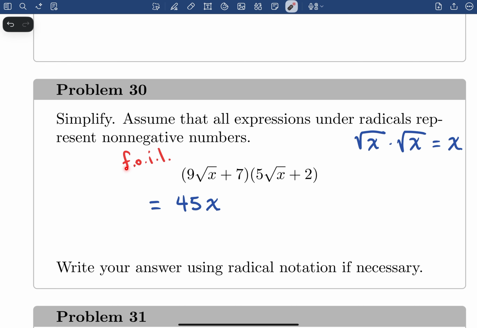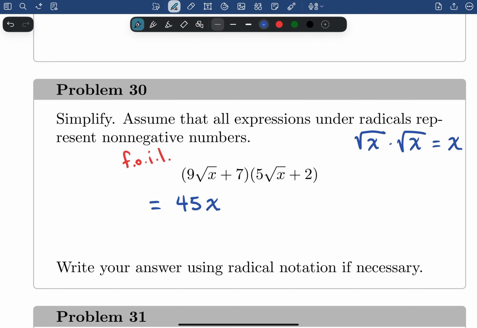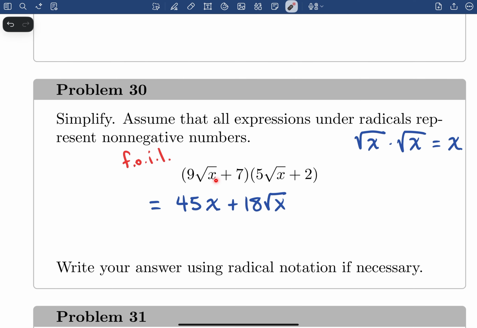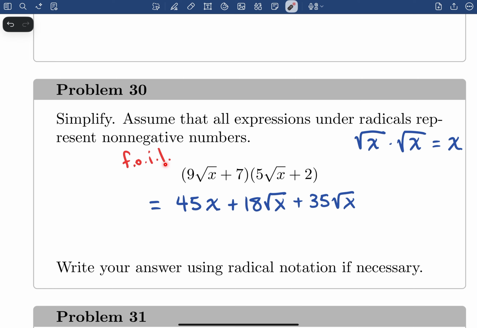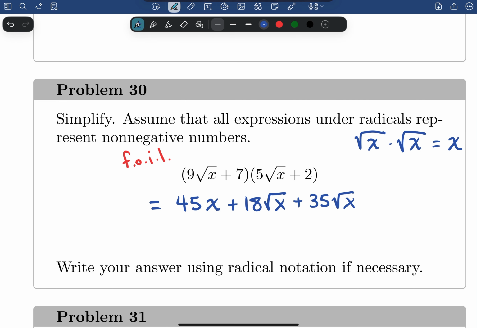Let's move on. We've multiplied the first terms together. Let's multiply the outer terms together. So 9 times the square root of x times positive 2. And 9 times 2 is 18. And I still have that square root of x in there, right? So I just multiplied the outer terms together. I got positive 18 root x. Now the inner terms of FOILing, 7 times 5 root x, well, that's positive 35 root x. Okay, done with the inner terms. Last term, 7 times 2, and both positive. Well, that's 14.